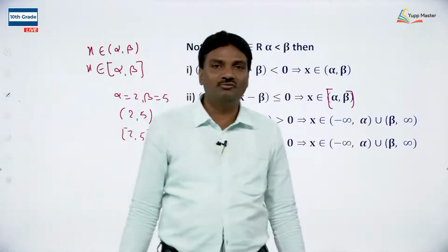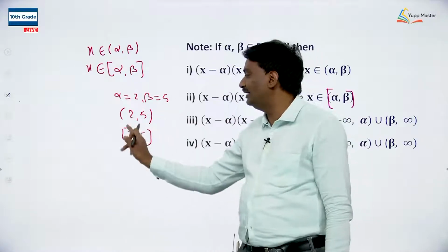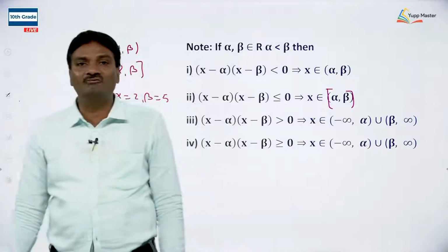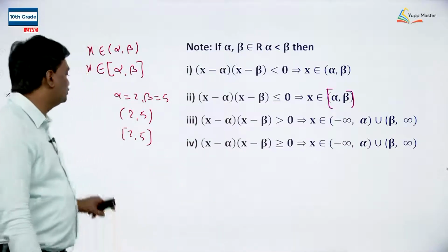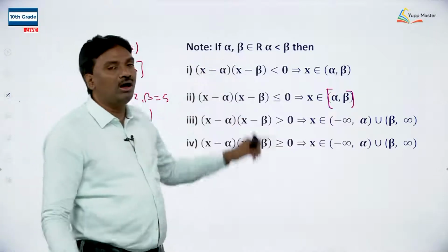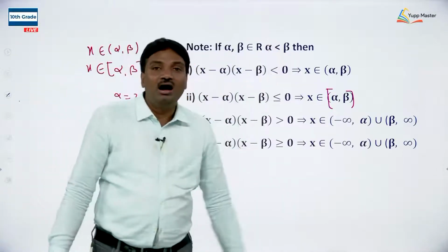Don't take either 2 or 5, we have to consider only the values between 2 comma 5. But here we can take all values between 2 comma 5, and we can also consider x equal to 2 and x equal to 5.